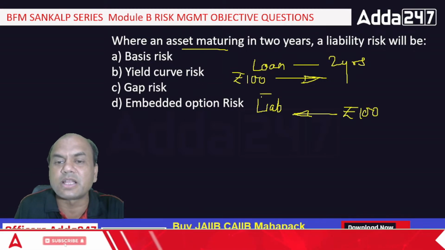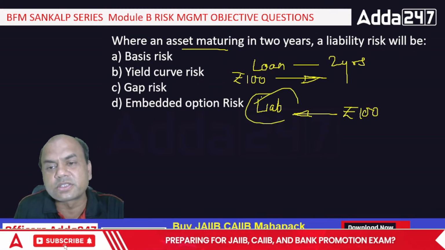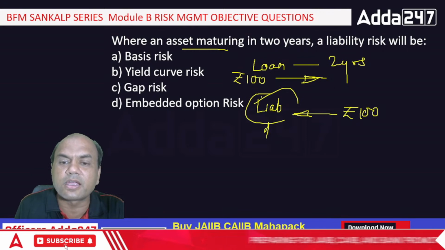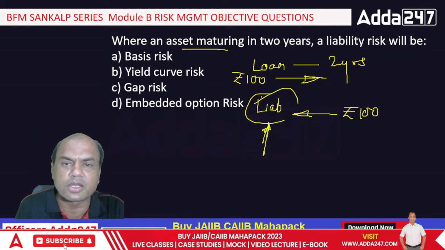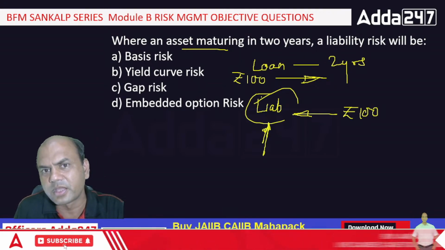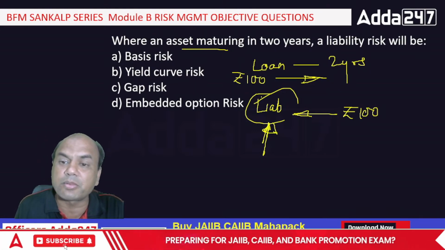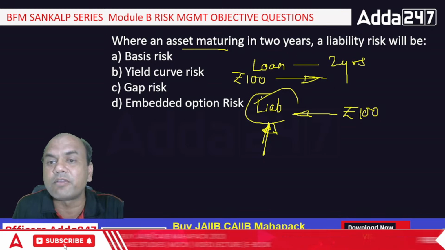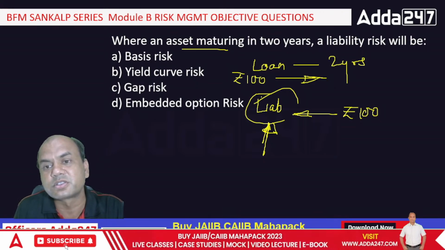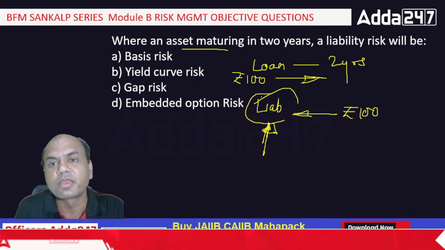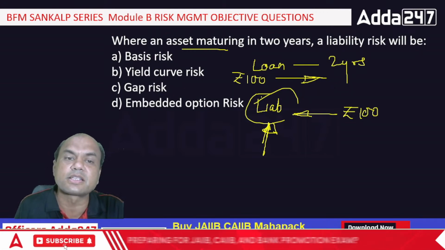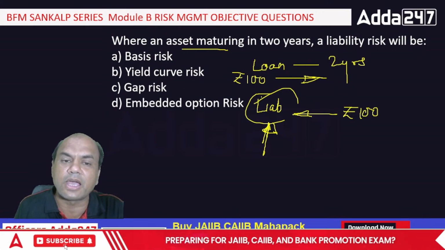But what about this liability person, the one who has given me 100 rupees? Tomorrow morning he or she can come to my branch, can't they? Can't they come and ask me to give their money back? But the loan borrower will be paying me after 2 years. So what do I give to them? This risk is known as what? Basis, yield curve, gap, or embedded option risk.